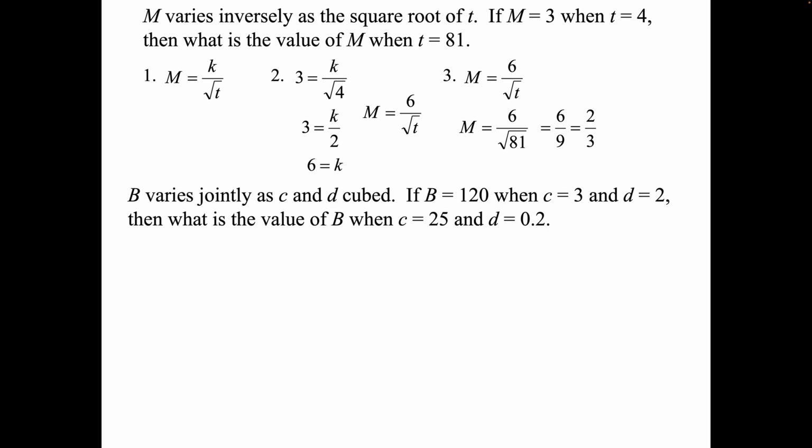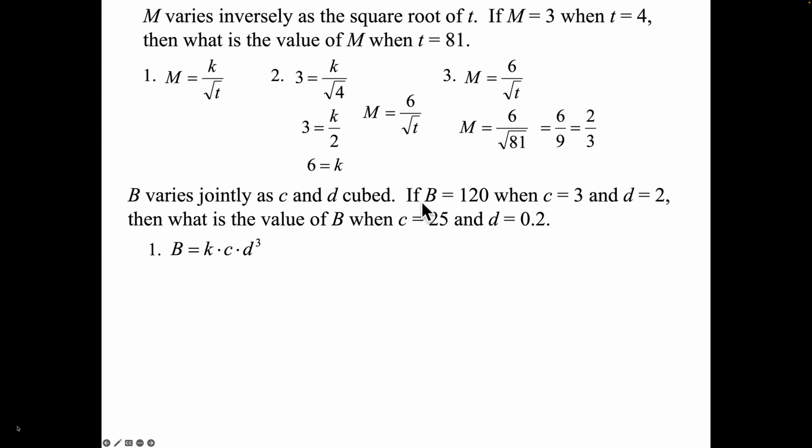Next, it says capital B varies jointly as C and D cubed. All right, here we go. B equals K times, jointly, times C, and then times D cubed. This does not indicate that C and D are both cubed. Only the D is cubed. If the C were to be cubed, it would say the product of C and D cubed. That means we're going to multiply C into D first, then cube it. So then you'd put parentheses around C and D if it said the word product.